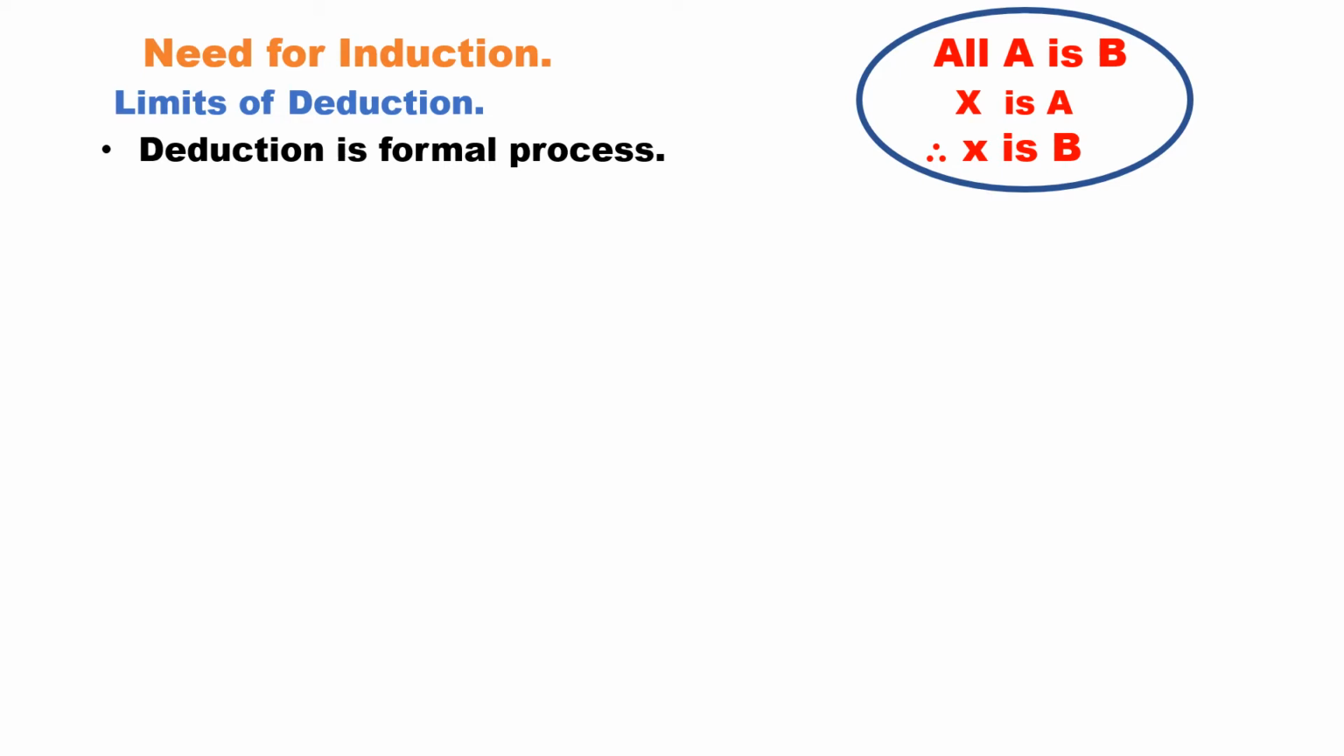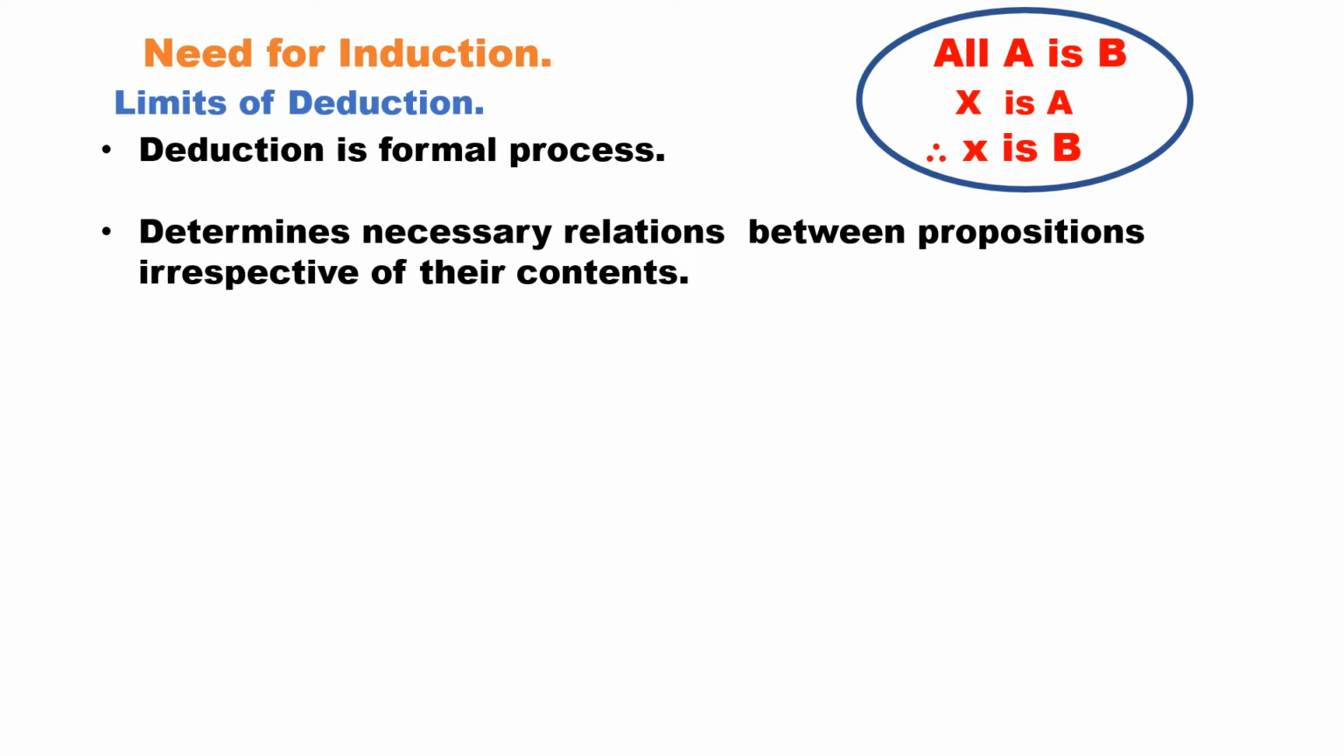Deduction is a formal process. Let us take an example. All A is B, X is A, therefore X is B. Here A and B are classes, whereas X is an individual. Now, a deductive argument determines the necessary relation between the propositions irrespective of their contents.